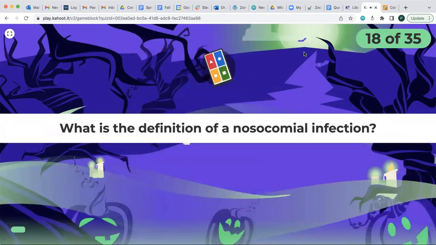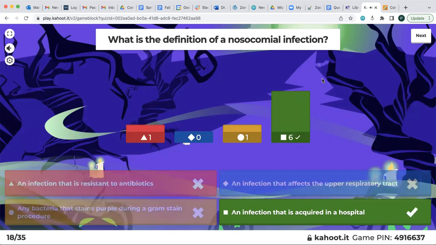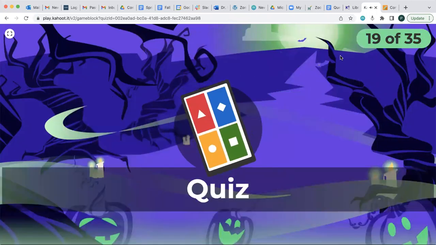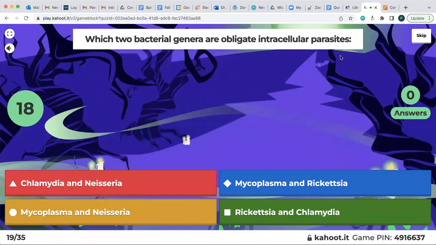Next. All right, what is the definition of a nosocomial infection? Yep, an infection that is acquired in a hospital, which is why if you are staying in a hospital, you shouldn't stay longer than you need to. Usually they're through catheters.